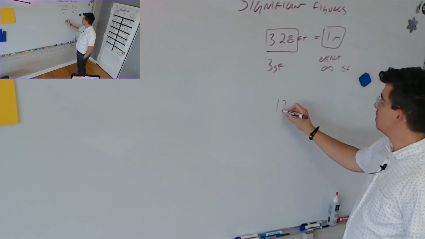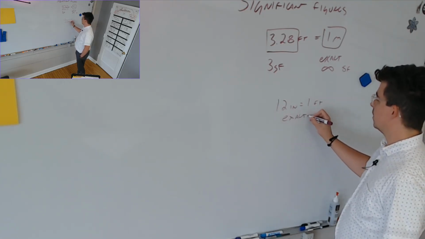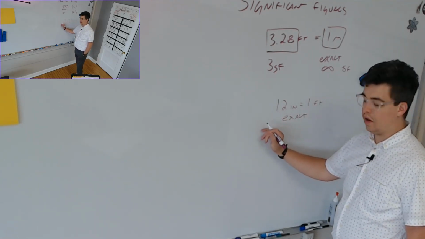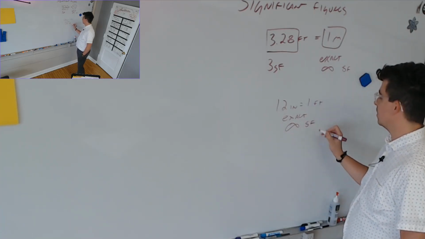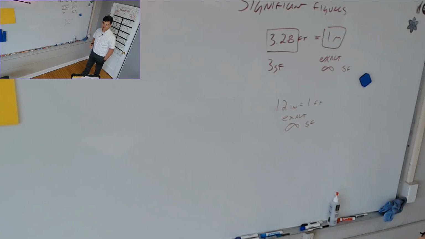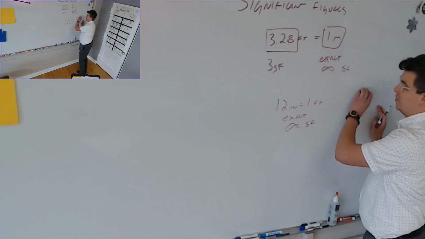This, 12 inches equals 1 foot, is exact. There are exactly 12, infinite zeros. Both of these have infinite significant figures because it's exact. They're exactly, by definition, 12 inches and 1 foot. That's what we mean by exactness.